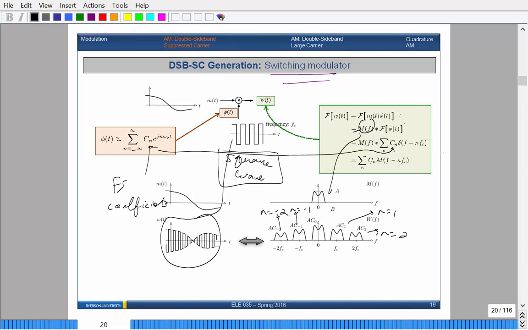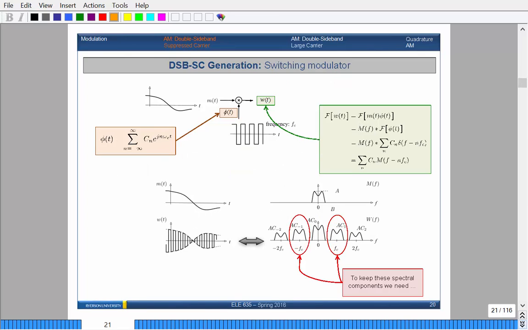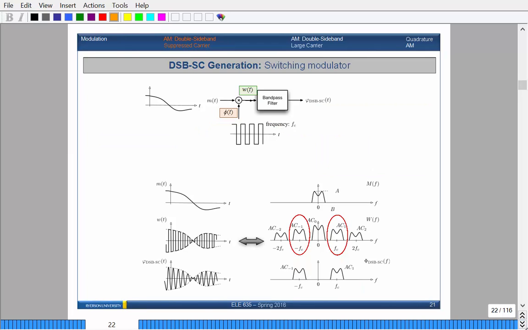Remember, if I want to generate a double sideband suppressed carrier signal, I need to make sure that I keep these two. You're taking your baseband signal and shifting it over by the carrier frequency, which is defined by the square wave. So again, you can apply a bandpass filter to get rid of everything else, just leaving those two behind. You want to keep these two components because you're doing double sideband suppressed carrier generation, so you just use a bandpass filter.